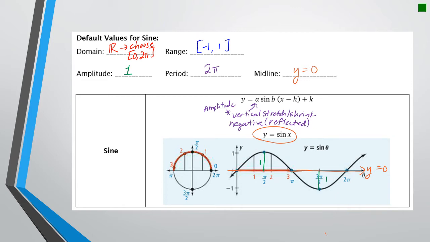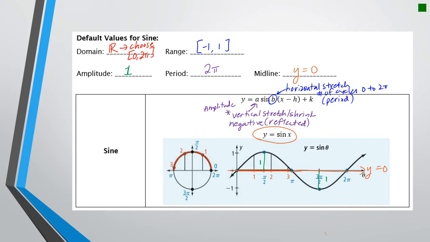All right, this b that you see here, this number affects the horizontal stretch of your graph. And that is what determines the number of cycles between 0 and 2 pi. So what that's really going to affect is the period of your graph.